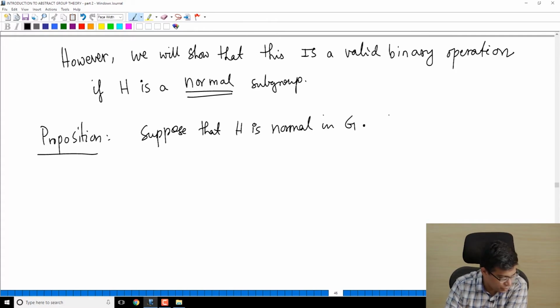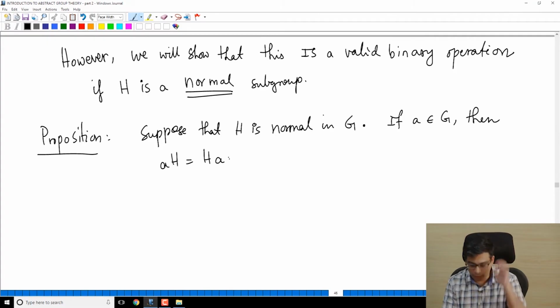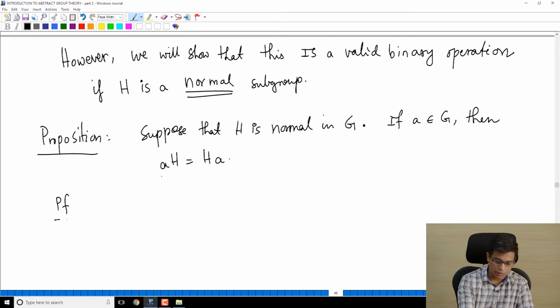So what I want to first show is if a belongs to G, then aH equals Ha. Okay. So if H is normal in G, aH equals Ha. In other words, the left coset aH is equal to the right coset Ha. Let's prove this. Okay, this is not difficult. So I'm saying, in fact, that if H is normal, aH is equal to Ha. I'm also saying the converse, but I'll write that later.